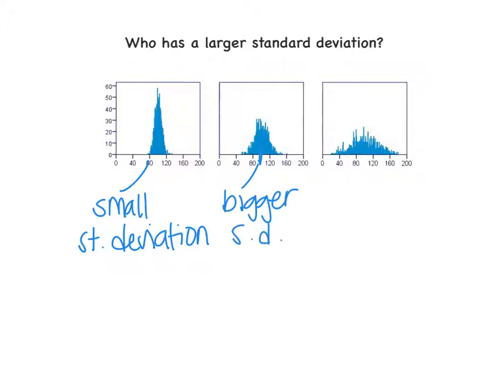I'm just going to start calling this SD. And now this last one, this one really has a lot of variety. It does still look like the middle's right there around 100, but there's a lot more variation in the values. So this would have the biggest standard deviation of these three. So you're really looking again at how are a lot of the values near the middle or are they very spread out? That's what standard deviation measures.